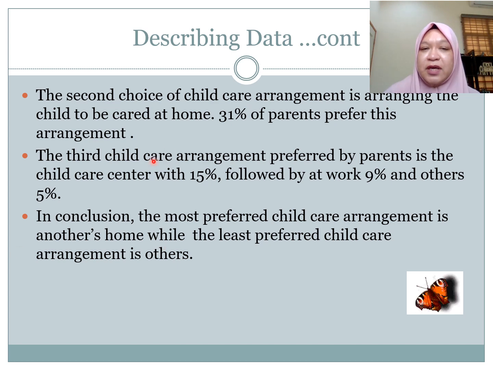However, for each of the data that you explain, you mention the figure first. After you mention the figure, for example, 31% of parents prefer this arrangement, I want you to give the reason, to analyze why parents prefer this arrangement. For each figure that you've mentioned, I want you to analyze why it happened like that. How to explain it is from your reading, your observation. You have to find the data or the reading materials for that.